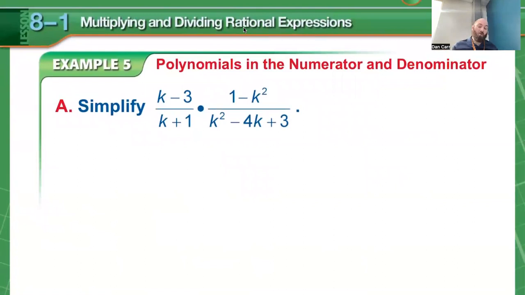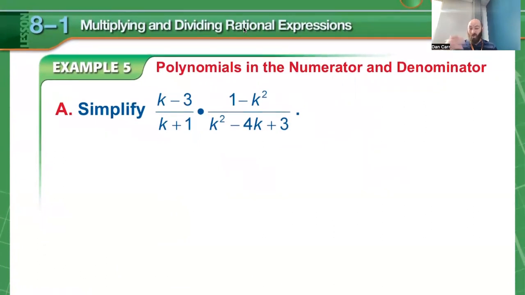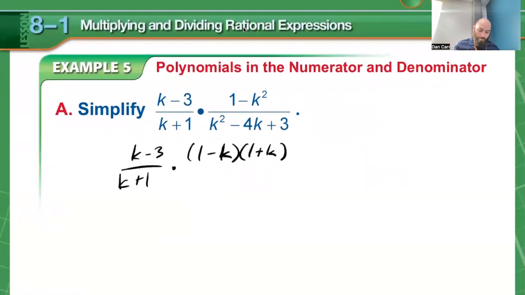One more way I can make it a little bit more tricky is if I do polynomials in my numerator and denominator. Okay, so from here, we're going to go ahead and do the factoring. So that's going to be a big part of this unit again. When in doubt, factor it out. So in this case, I got k minus 3 over k plus 1. 1 minus k squared, that is the difference of 2 squares. So I'm going to do 1 minus k and 1 plus k.